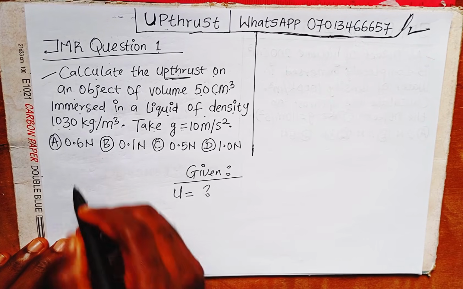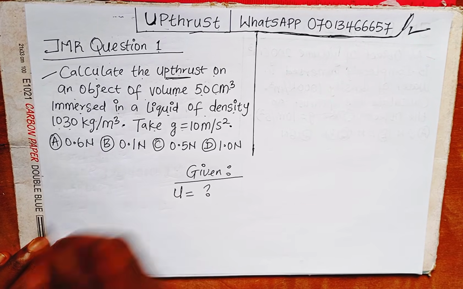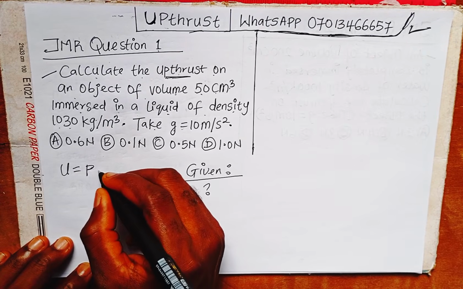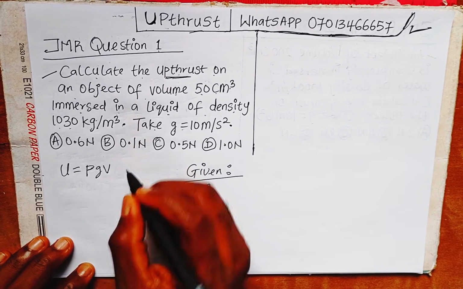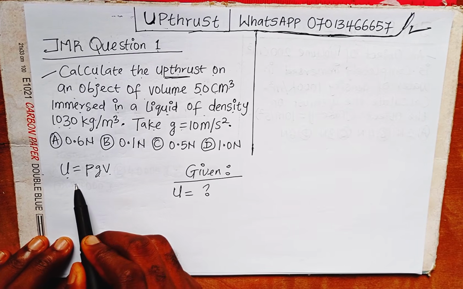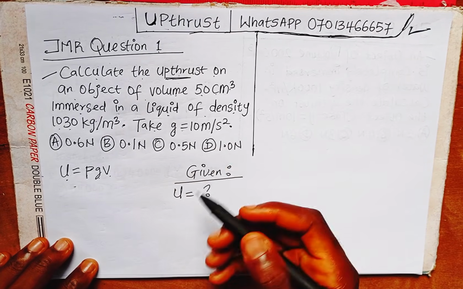Since we are looking for upthrust, let's quickly write the formula of upthrust. Upthrust is equal to what? P, which is density, G, which is gravity, then V, which is volume. Upthrust is equal to density times gravity times volume. This is the formula for upthrust. Let's now write out all the parameters, everything we were given.